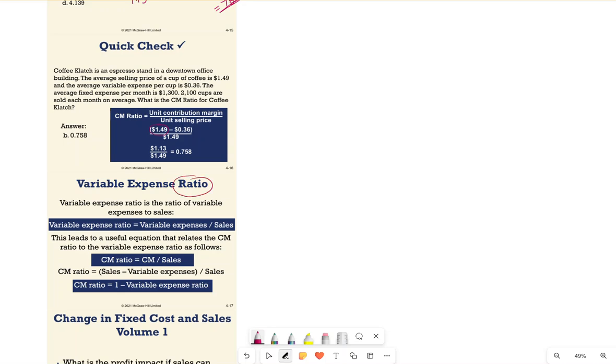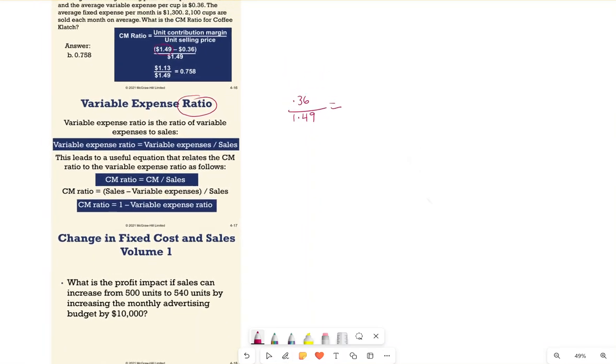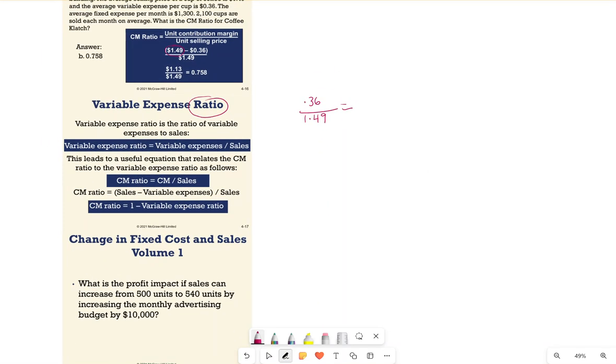Again, we're doing, what is my variable expense? My variable expense is 36 cents. What is my selling price? My selling price is 49, and that's how we get the ratio. So that's what we're going to do. So sales minus your variable expense divided by the sales.